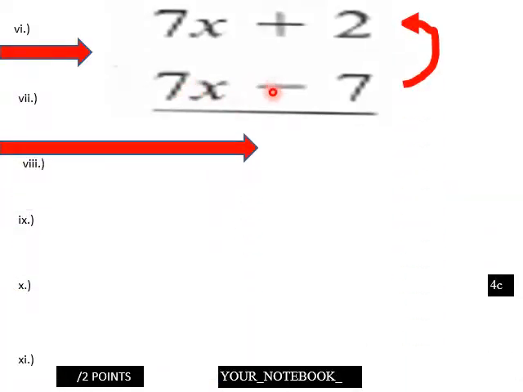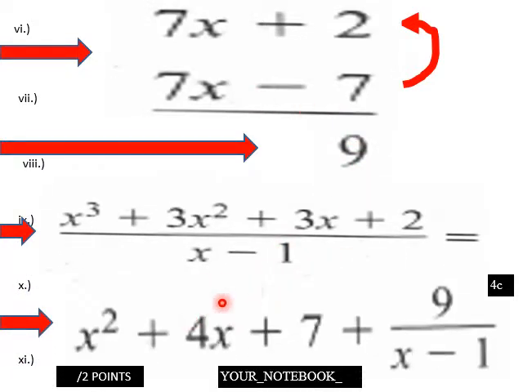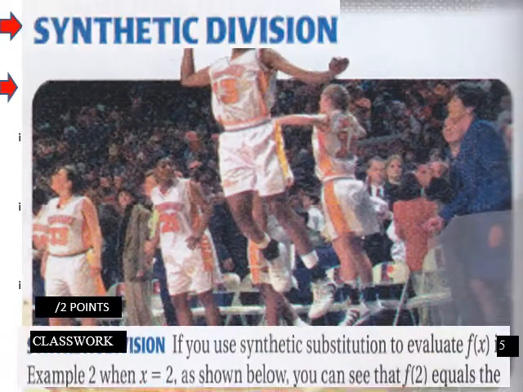We combine these two, change signs and add. We have a remainder of 9. What do we do with the 9? We put it over our divisor. So here is our quotient, x squared plus 4x plus 7 plus 9 over x minus 1. This is your answer to this division problem right here.